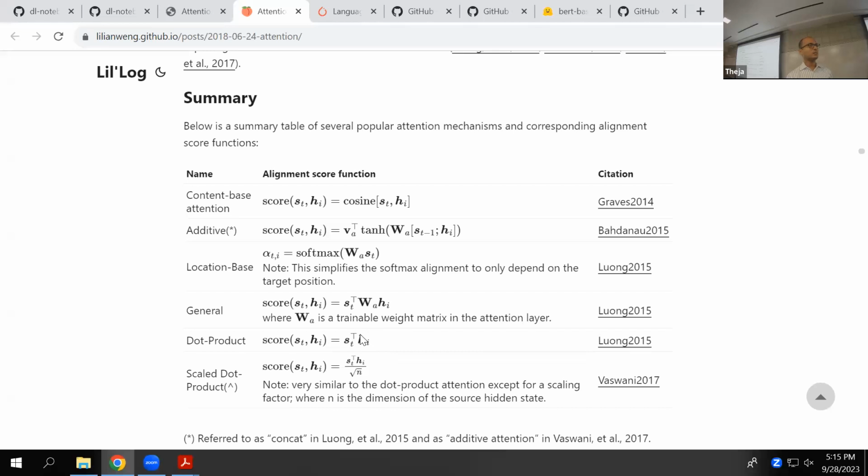This is the one we've been talking about, but you could have parameters, and this is where I was saying that the attention computations could have their own parameters, like W_a, a trainable weight matrix in the attention layer. You can call the attention computation the attention layer, and say there are some parameters for that.